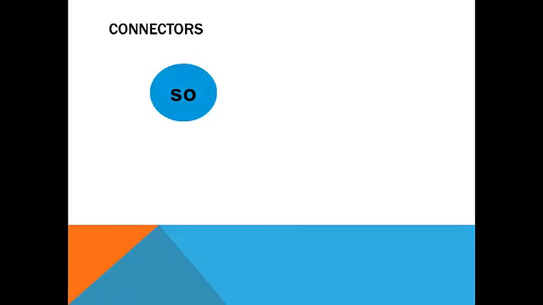To talk about connectors, the first one that we can mention is the connector so. The connector so is useful for us to express results or consequences about something. The connector so helps us express results or consequences of a situation.